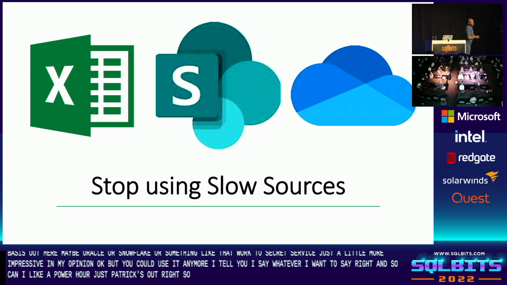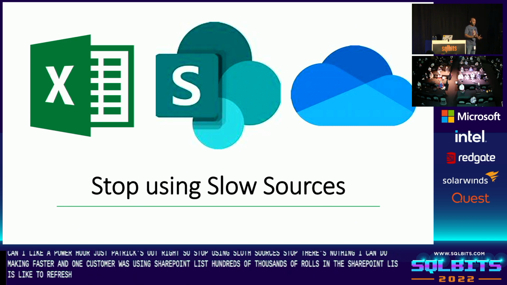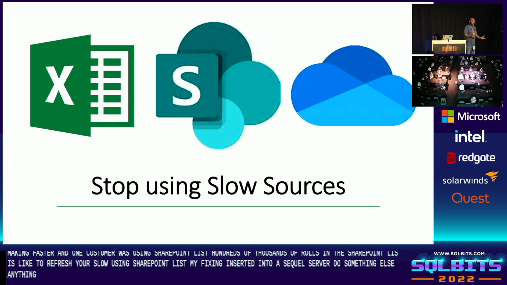So stop using slow sources. Stop. There's nothing I can do to make them faster. I had one customer using SharePoint lists, hundreds of thousands of rows in the SharePoint list. He's like, the refresh is slow. You're using SharePoint lists. Let me fix it. Insert it into a SQL Server. Put it in a CSV file. Do something else. Anything besides this. But Microsoft made it. I don't care if they made it. It's still slow. Nothing I can do about that, all right?